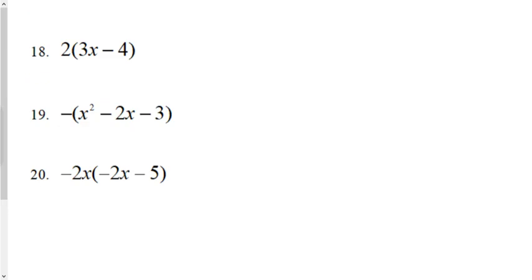Your next questions are distributive property again, using your arrows. Multiply it like this. 2 times 3x is 6x. 2 times -4 is -8.